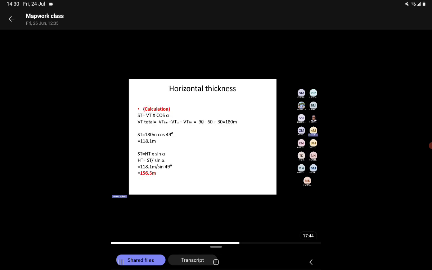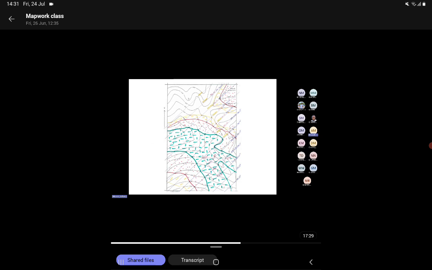So for limestone, we have 90. For sandstone, we have 60. For shale, we have 30. So combined, we have 180. Then for us to calculate the depth, for us to do the horizontal thickness, to get this depth of X, what we do, we take any two strike lines, be it strike line values for shale or strike line values for sandstone or strike line values for limestone, you will still get the same depth throughout. You can calculate individually, you will get the same answer.